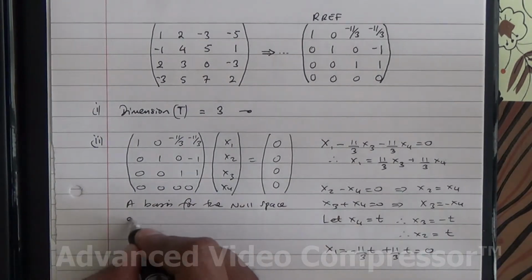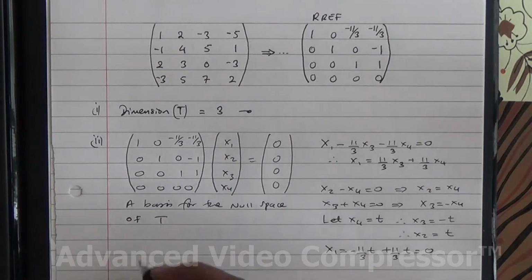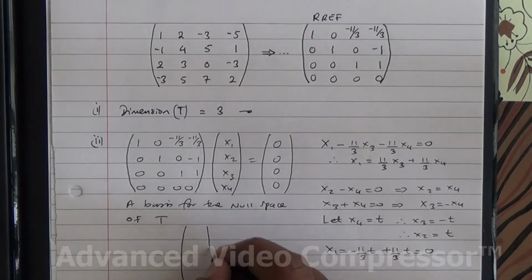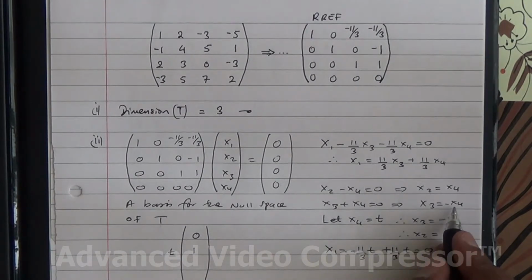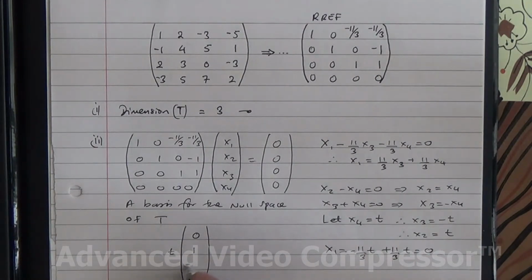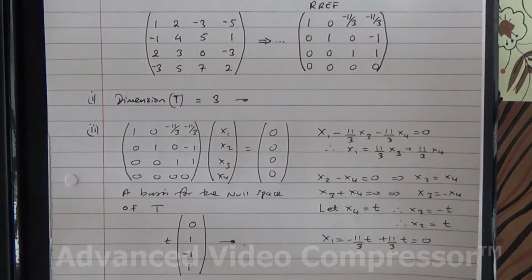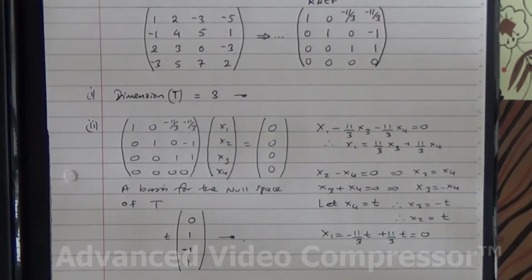the null space of T is going to be equal to this vector here. x1 is 0, x2 is t, so we can put t outside, and then 1, because 1 times t is t. x3 is minus t, so we can say minus 1, because minus 1 times t is minus t. Then we have x4, we said that x4 is equal to t. So here is the basis for the null space. So that's the second part of the question. So we're going to come to the third part in a moment.